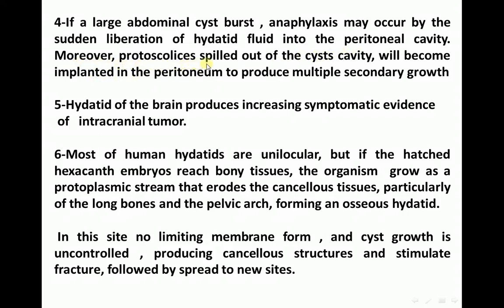Moreover, protoscolices pulled out of the cyst cavity will become implanted in the peritoneum to produce multiple secondary growth. This is like the spilling of the protoscolices from the cyst, which settle in the peritoneum to produce multiple secondary growth. Hydatid of the brain produces increasing symptomatic evidence of intracranial tumor.